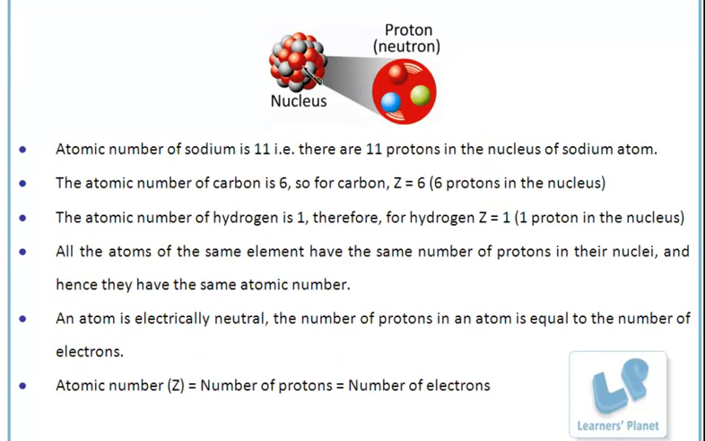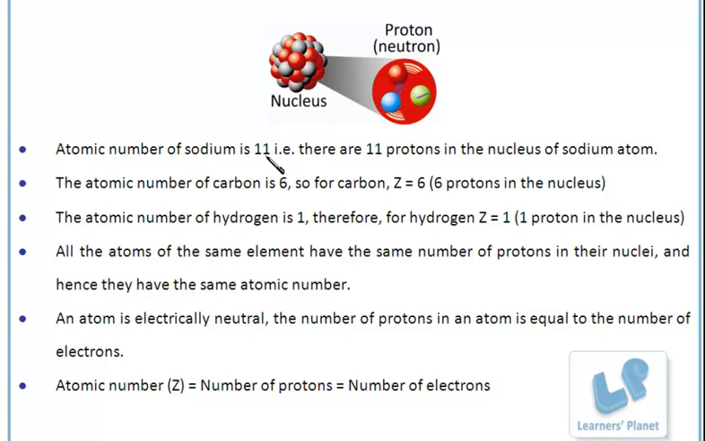This diagram is depicting this. This is a nucleus, and within this there are the protons and the neutrons. This tricolored one should not be there, I think these two should be there.